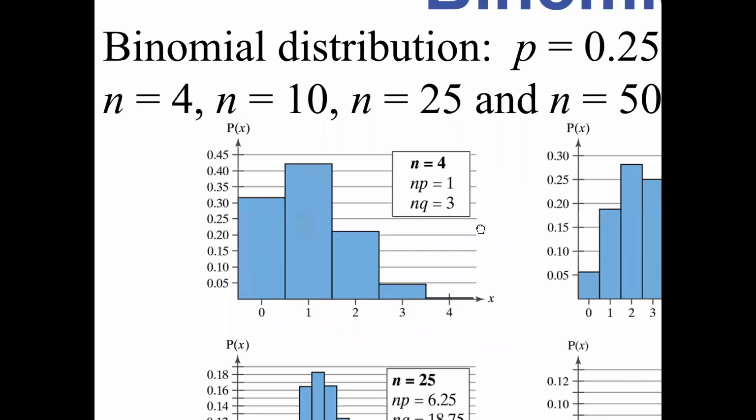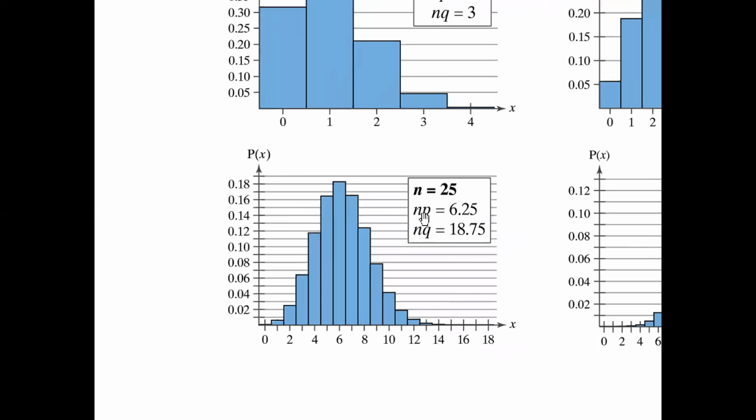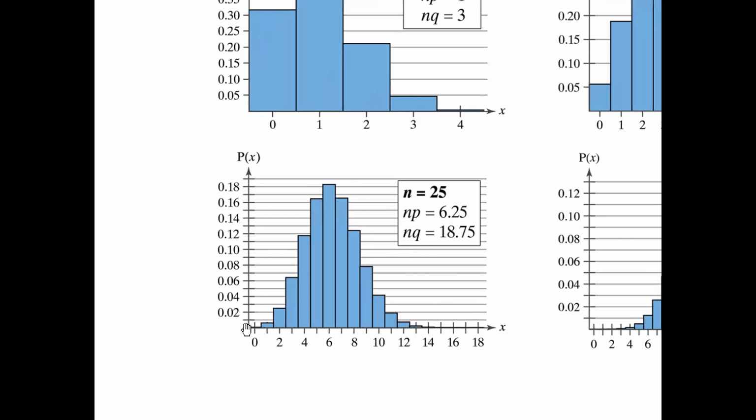If we move on to n equal to 10, not quite there yet. Look at our numbers, 2.5 and 7.5. So one of them fails, the top one. Then we look at 25 trials. Now I can see it is kind of forming. That's pretty good. What do you say? Kind of normal.